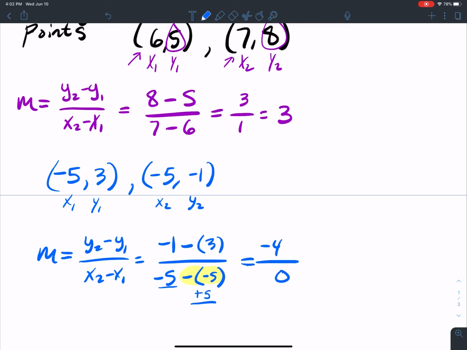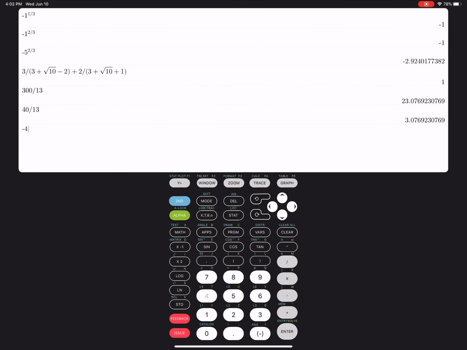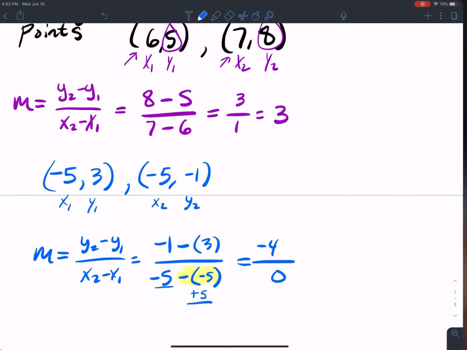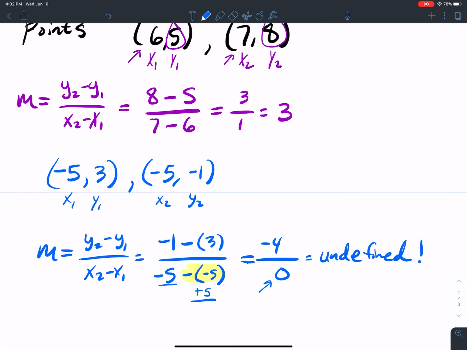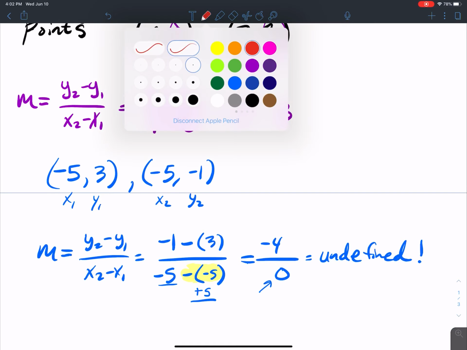Now, if you're ever unsure what this is equal to, type it in your calculator. Negative 4 divided by 0. Enter. Overflow, that means undefined. That's undefined. Okay, this is undefined. Can't divide by 0. Thou shalt not divide by 0. You can't divide by 0, guys.